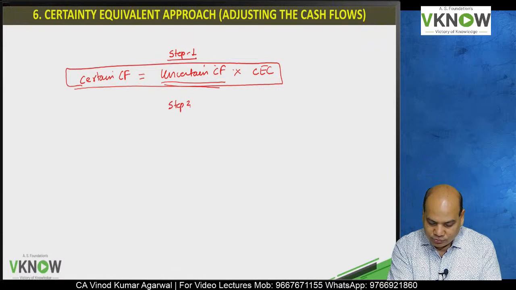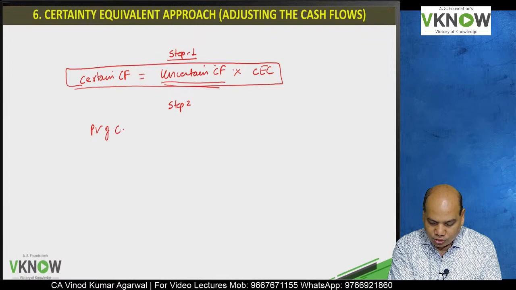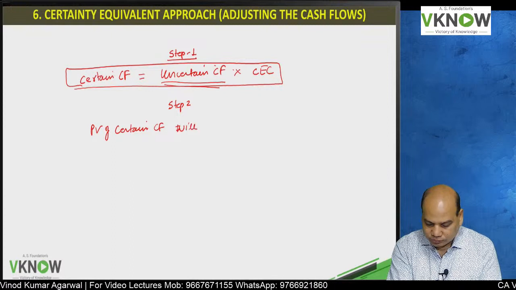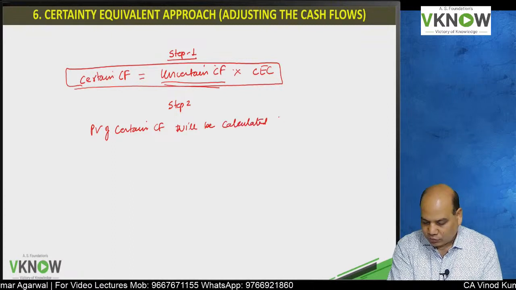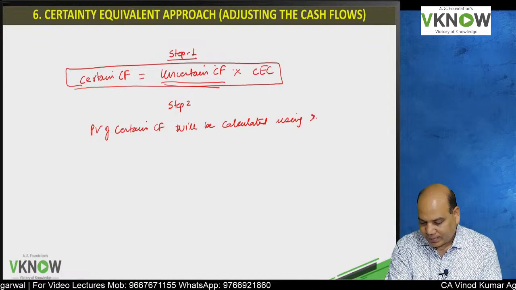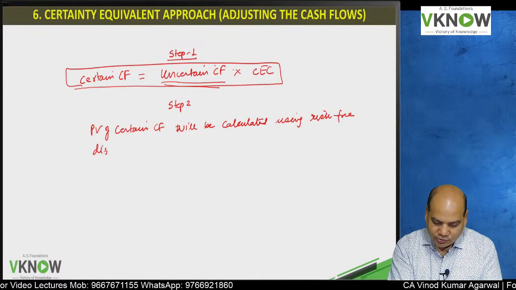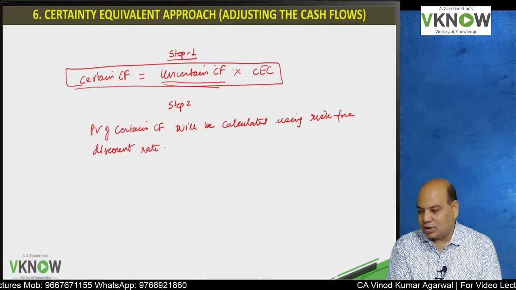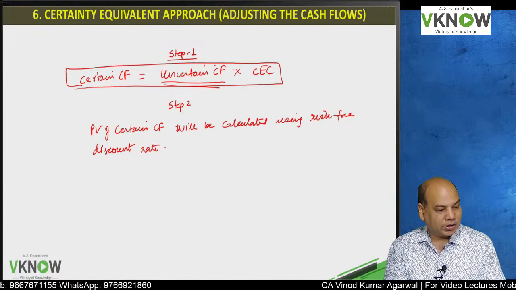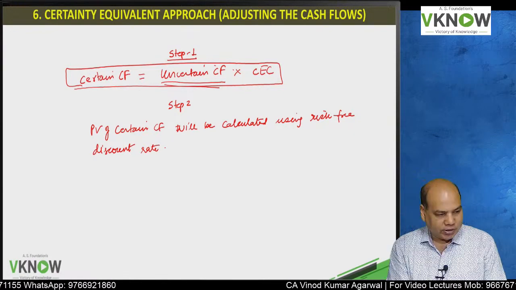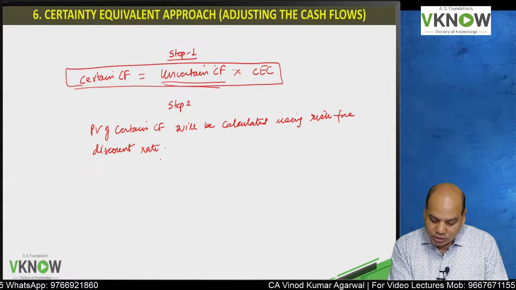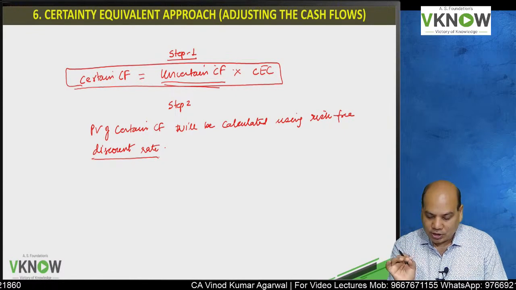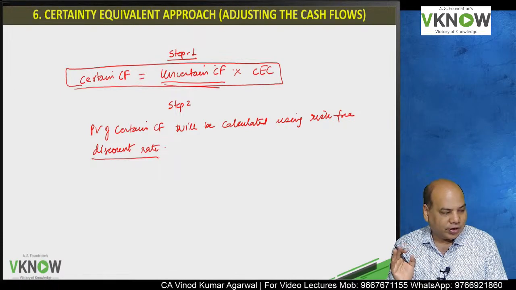And then step 2, the present value of certain cash flow will be calculated using the risk-free discount rate, because now the cash flow is certain. The discount rate should not include risk premium. So I am going to use a risk-free discount rate, and the decision-making rule is the same. If NPV is positive, accept the proposal. If NPV is negative, reject the proposal.